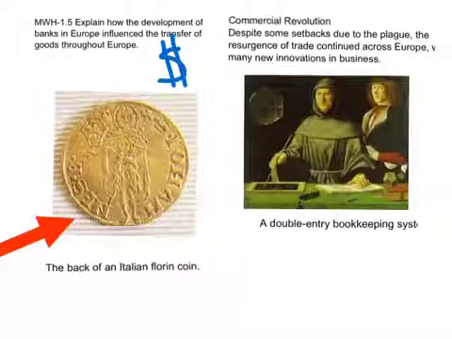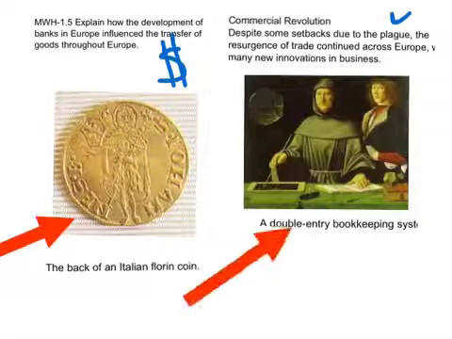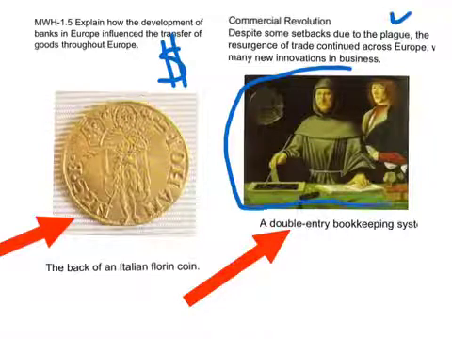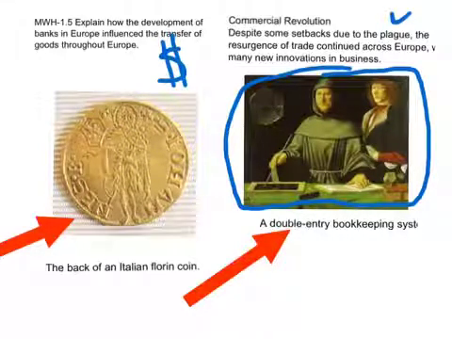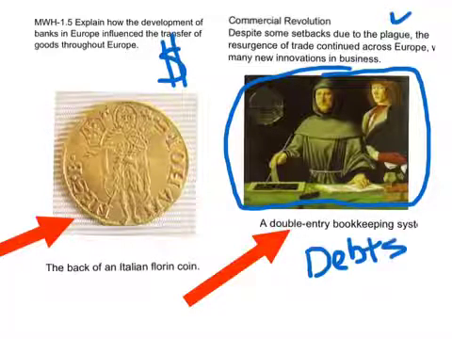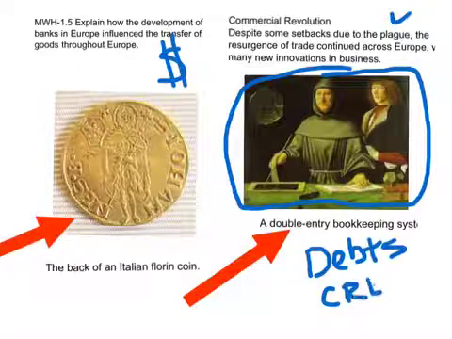Also, in the commercial revolution, they say, despite the setback of the plague, the plague happened as trade increased. That's when the plague happened. But despite that, the resurgence of trade continued in Europe, and many innovations in business. One of them would be the double entry bookkeeping. So we look right here, and we see these bookkeepers, okay? And double entry meaning they would put their debits on one side and credits on another, same way we do today.